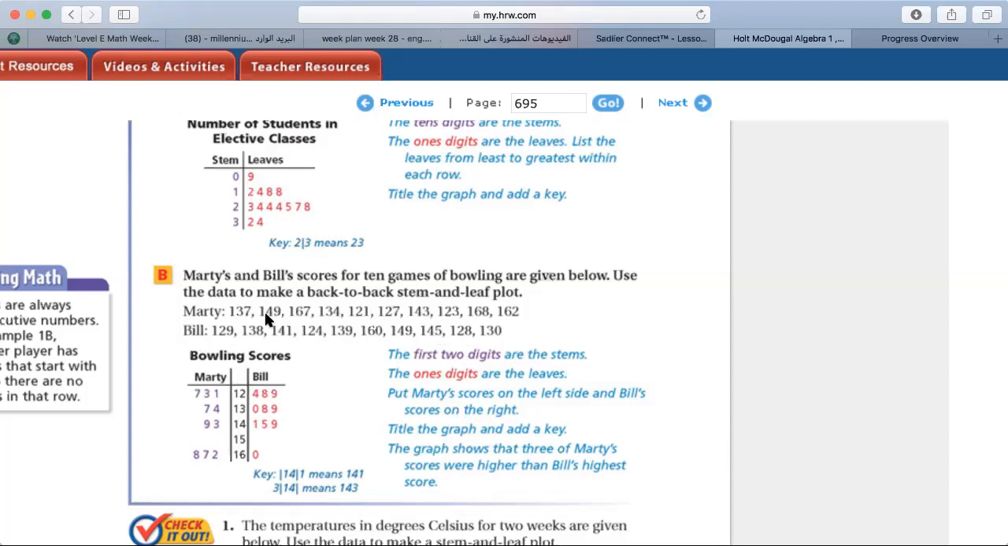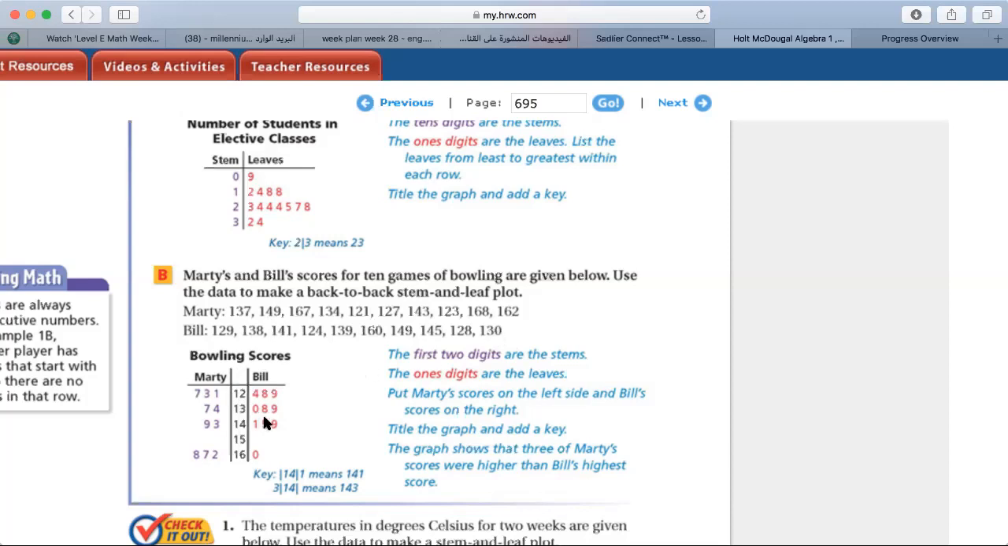So 124 is represented by 4 here and 12 here. Then 8, then 9. So I can read it as 124, 128, 129. Then comes 130, so I will write 13. I have 0, 130, so I will write 0.